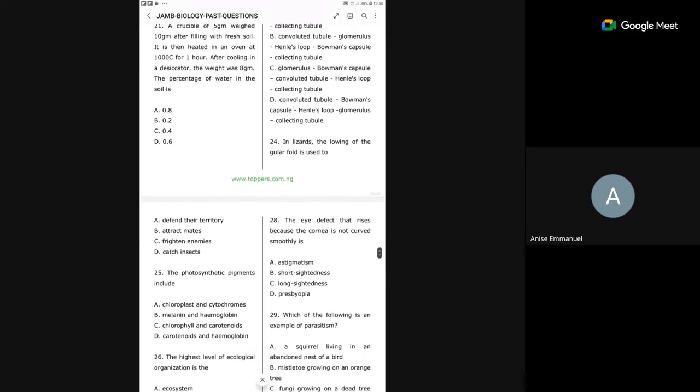In lizards, the lowering of the gular fold is used to what? The gular fold of lizards is that part around the jaw of the animal. If you look at the jaw, just down the mouth of the animal, you'll find something that is protruded a little bit down. That's called the gular fold. So what does it do? What does the gular fold do in lizards?